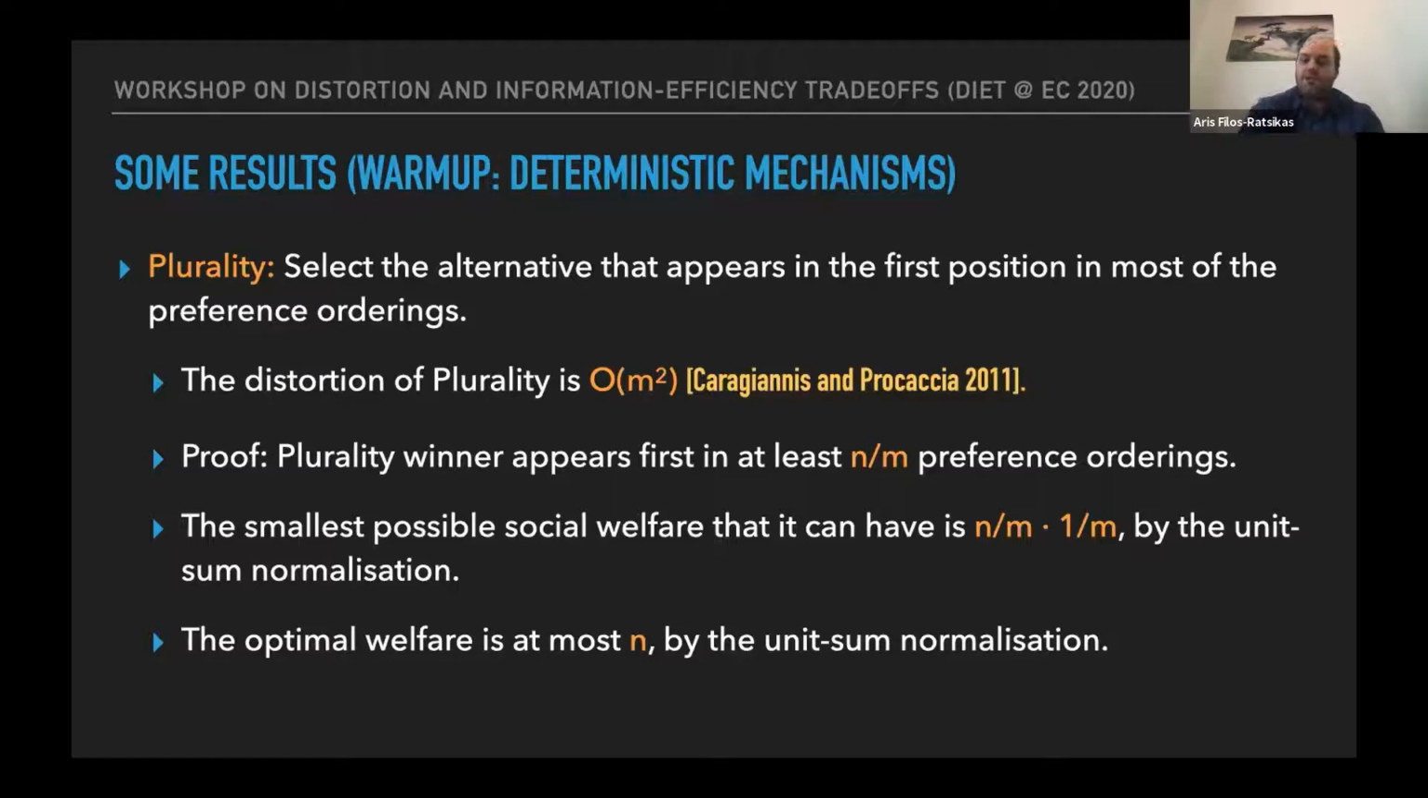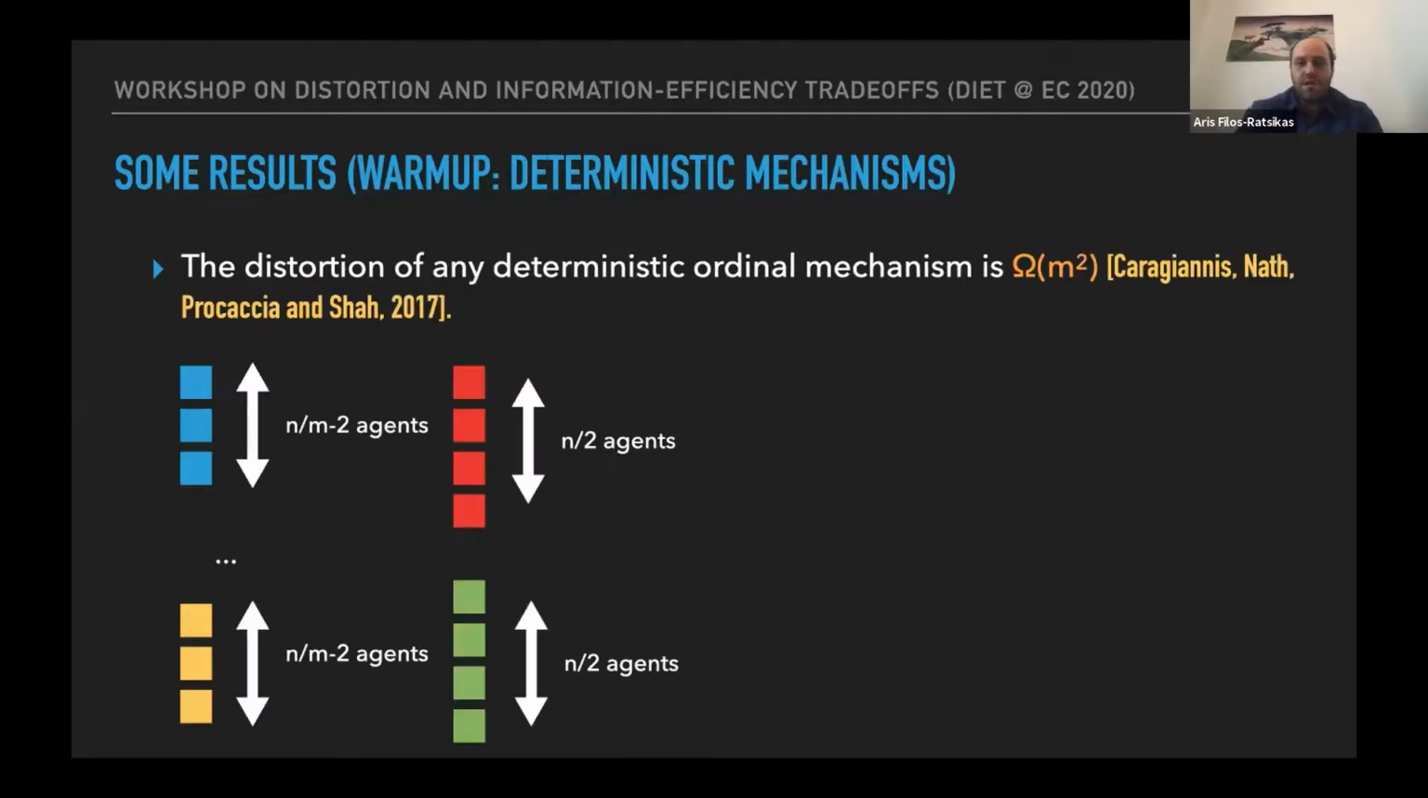So the next question, of course, is, can we do something better than this? And it was proven in this paper by Yanis, Raprava, Ariel, and Nisarg that this is actually not possible. There is a matching lower bound for the distortion of any deterministic mechanism. And I have the idea of the proof here that I will go over.